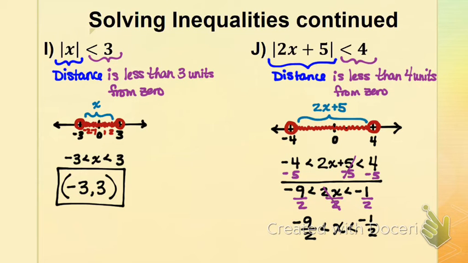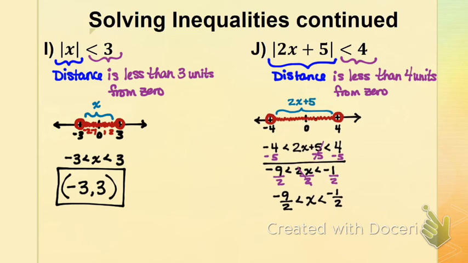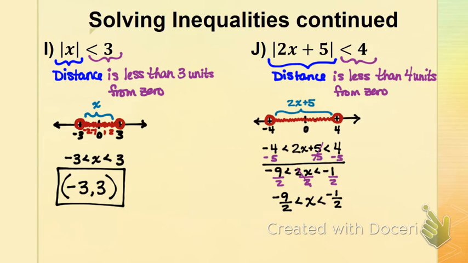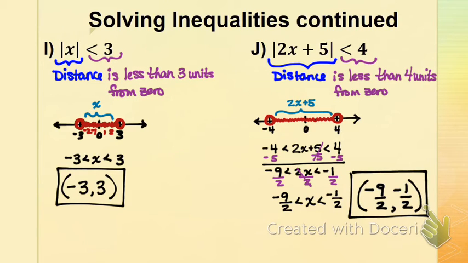I want to write that using my interval notation now so that I can be done with this. What would this look like in interval notation? -9/2, -1/2, parentheses on both sides. Parentheses on both sides, yes. Awesome. Do you guys have any questions for me about that? Okay.